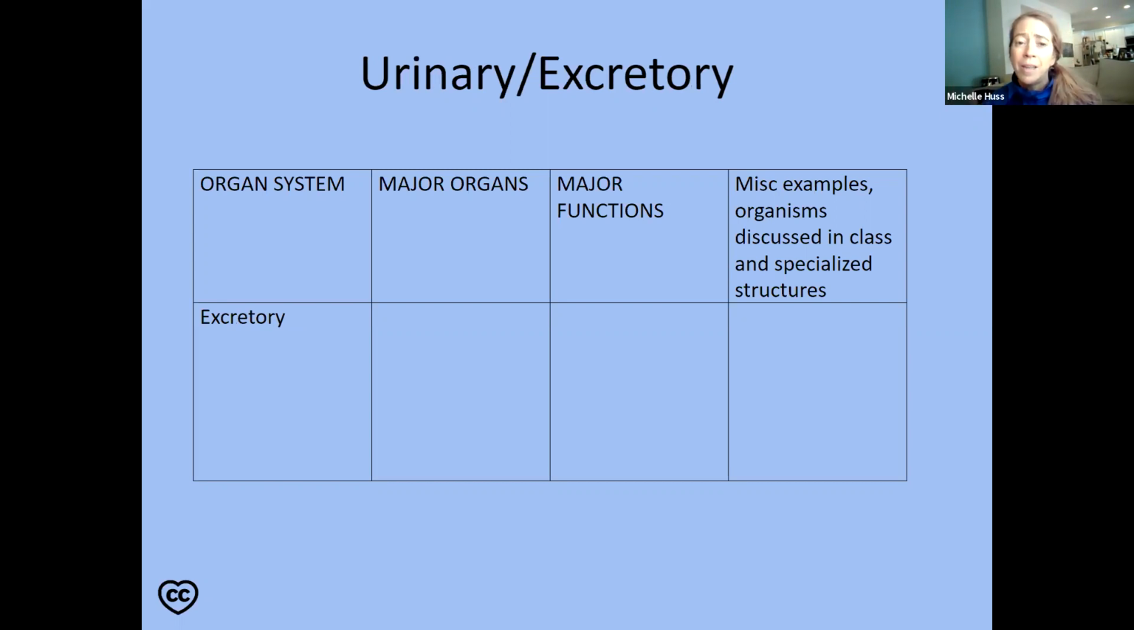Excretory or urinary system is actually quite a system, my friends. So it looks like, oh, no big deal. Cleans your blood, whatever. Ion or electrolyte balance, that's big.